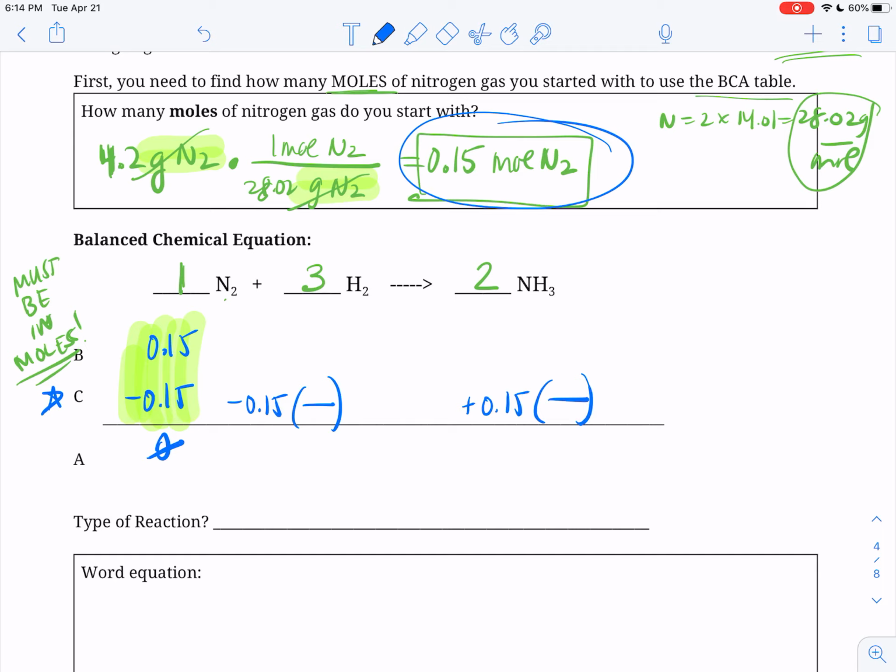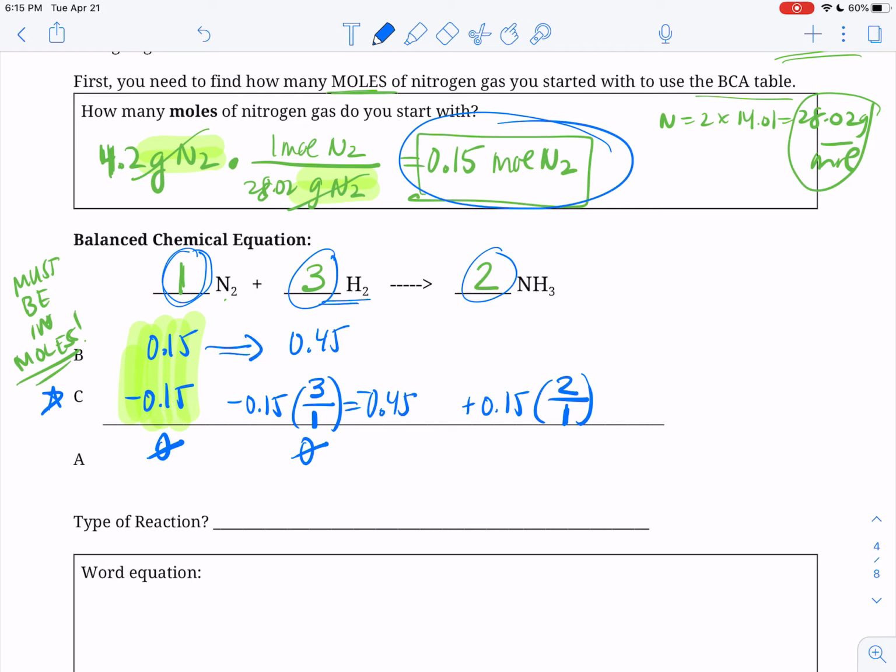Since this is 0.15 moles of N2, I want the moles of N2 to go on the bottom. So that's going to be a 1, right? And then I'm going to carry down these coefficients here. I'm expecting this number to get bigger for hydrogen, because for every 1 of these, I need 3 of these. So basically, I need to triple it. For every 1 nitrogen, I'm going to make 2 ammonia, so basically I'm doubling that. So those numbers are going to get bigger. So 0.15 times 3 is 0.45. That means I had to start with 0.45 if I want this to be perfect.